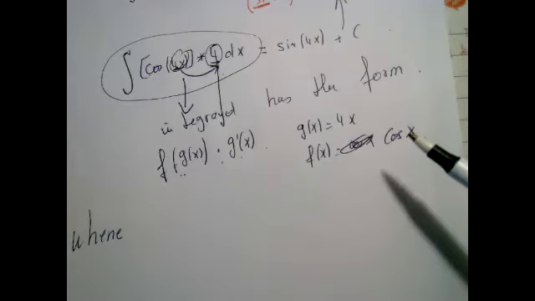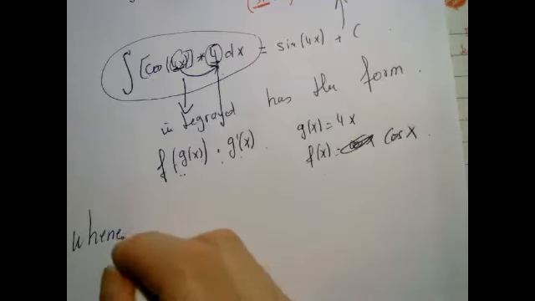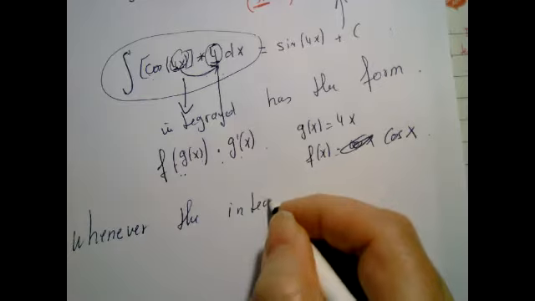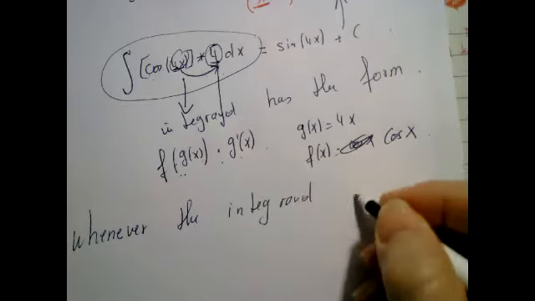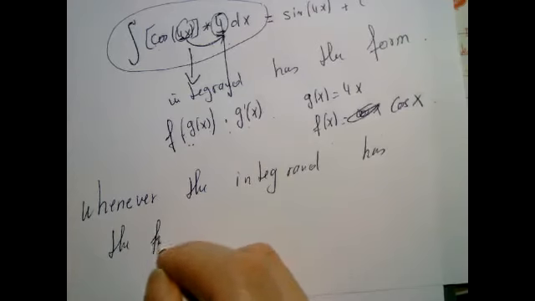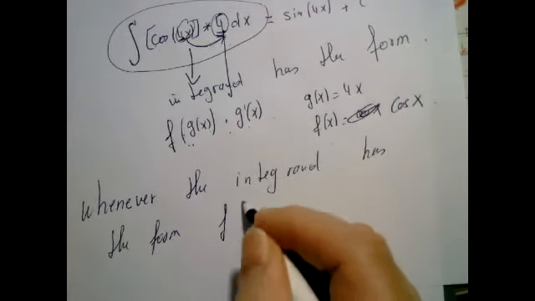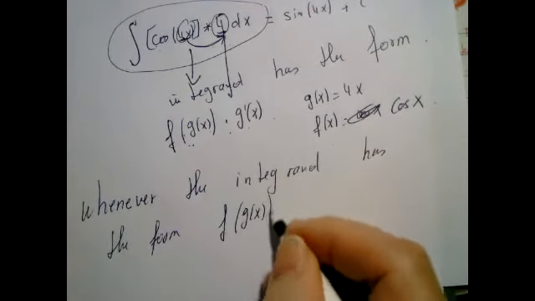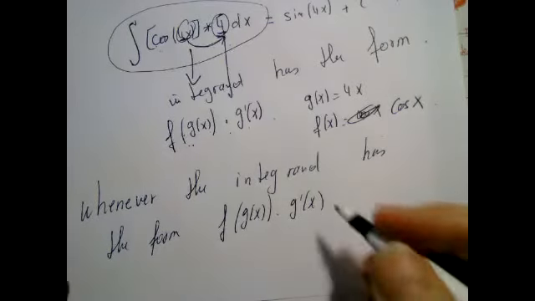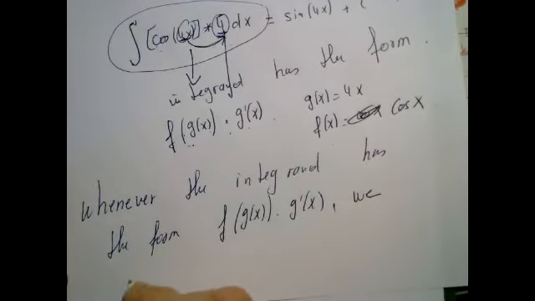Now, whenever the integrand has this form, f of g times g prime, so it's a very, very specific format, we use a technique called substitution.